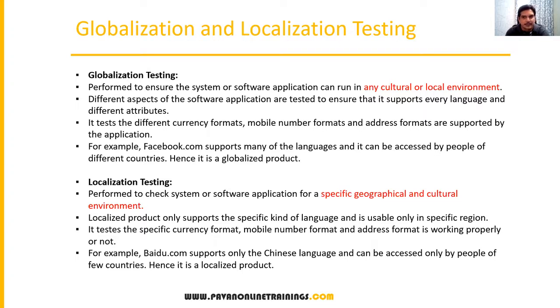That's one example. Localization testing is performed to check the system or software application for a specific geographical and cultural location and specific country. If they are using that application, it supports localization. Suppose the language, date formats, mobile number formats, and address formats are supported in the localizer, in the format exactly matching their environment. The application will support only that format, so we are going to test them. That is called localization testing. A localized product only supports a specific kind of language, and it is usable only in the specific region. And it tests whether the specific currency format, mobile number format, and address format are working properly.